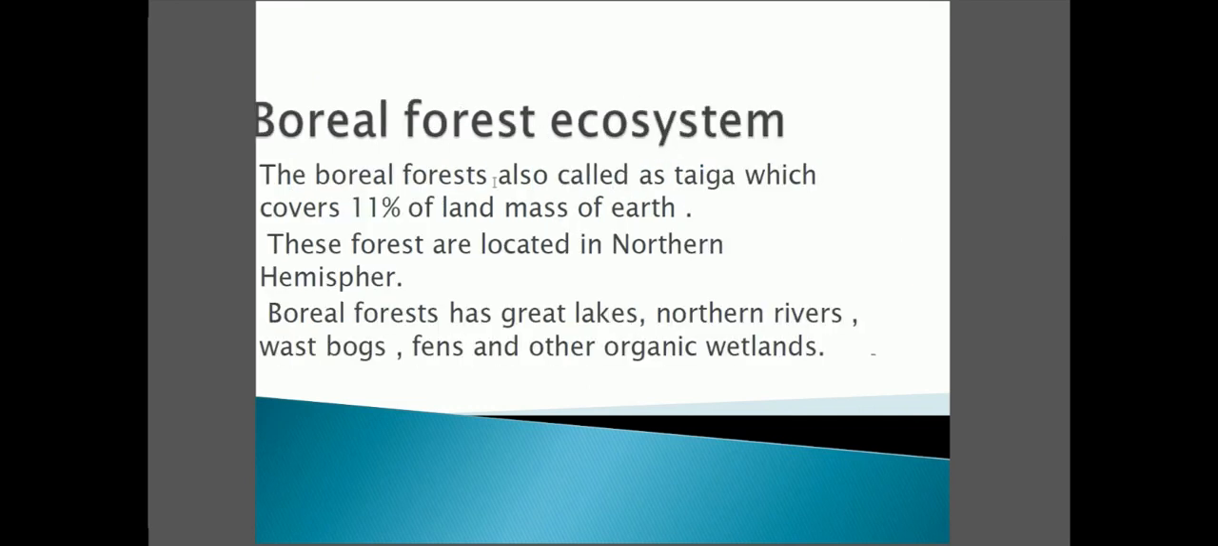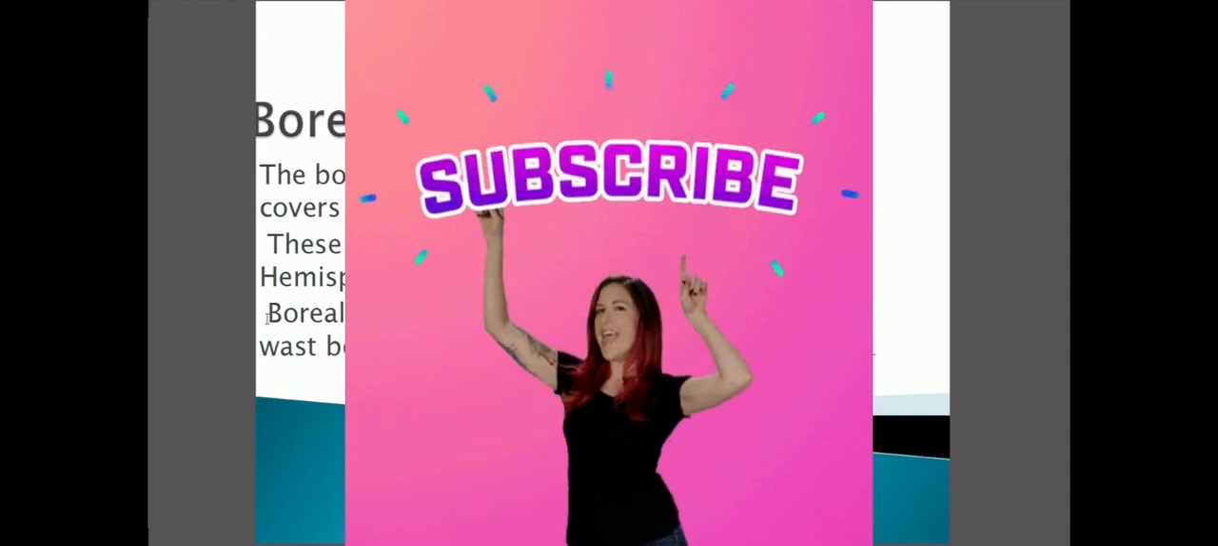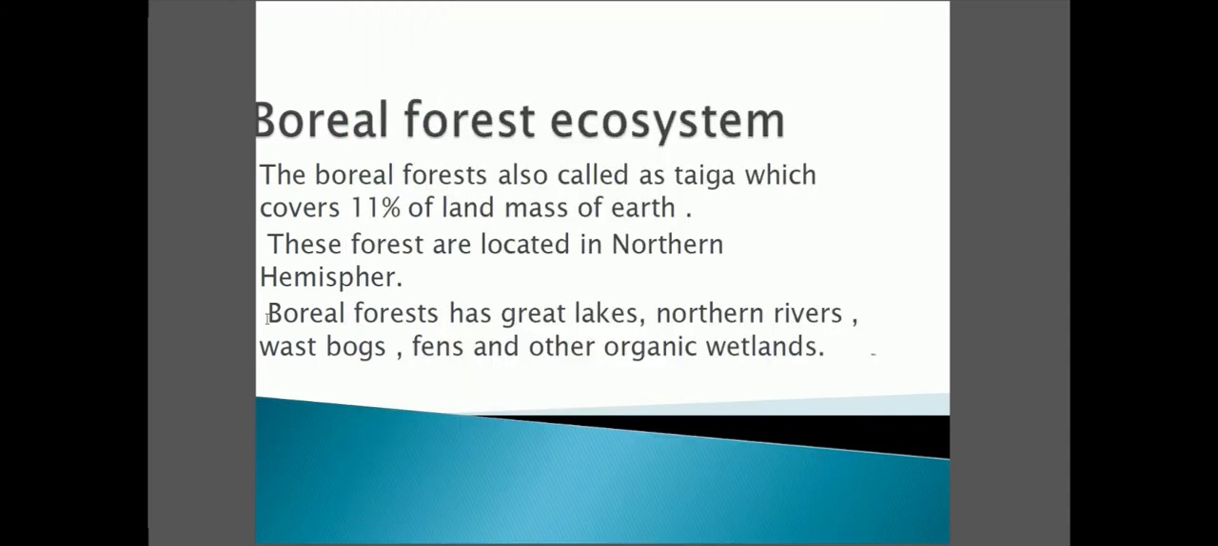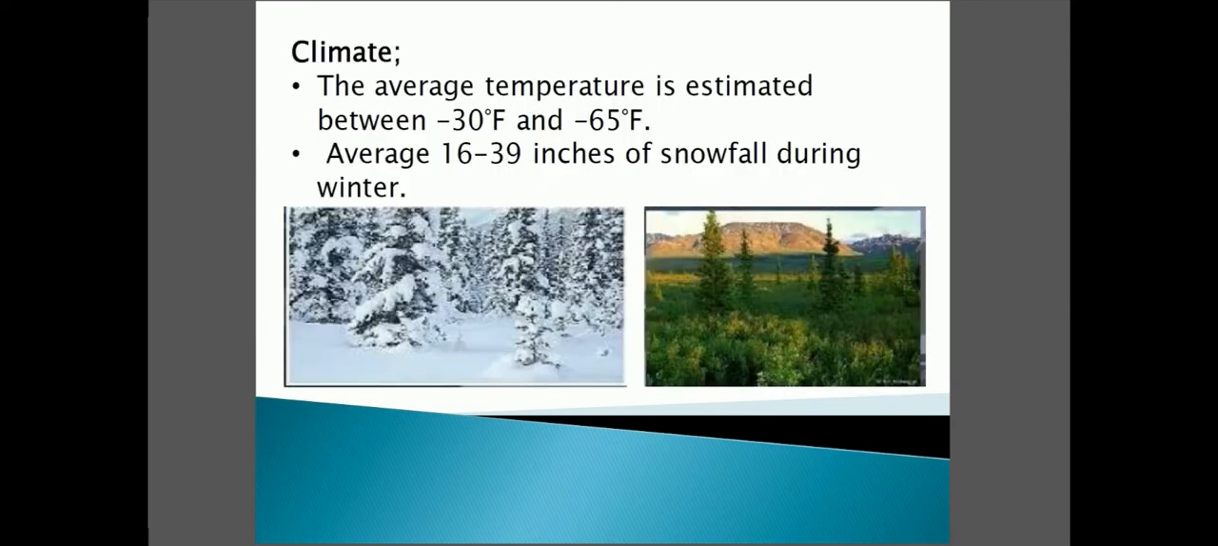Boreal forest ecosystem. The boreal forest ecosystem is also called taiga, and it covers almost 11% of the land mass of the earth. These forests are located in the hemispheres. Boreal forests have great lakes, beautiful northern rivers, vast bogs, farms, and organic wetland. They have lots of ferns, lots of lichens, algal growth, and many others.